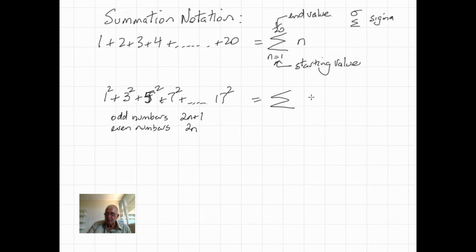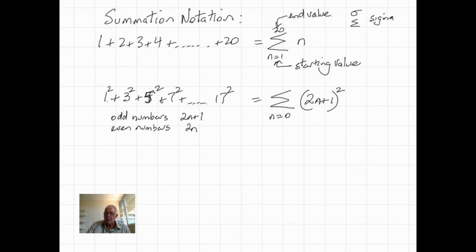So we'll go 2n plus 1 squared. Now, what is my starting value of n? We can use any letter here. I could use i's or k's or j's or any letter, so we're using n's. What's going to generate my first term here? I want to get the number 1 inside. So n equals 0 would be my starting value. 2 times 0 is 0 plus 1, so that's 1 squared.